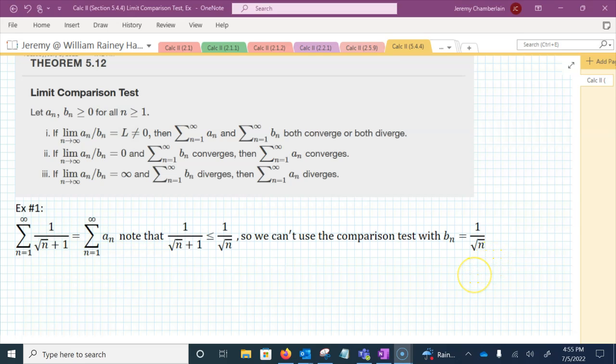And if you will, go ahead and take the limit as n goes to infinity of a sub n, which is going to be 1 over root n plus 1, divided by b sub n, which is 1 over root n. And see if you can't come up with one of these three cases and then justify that our series diverges. If you can do that, go ahead and check your answer with what we have here in a few moments. Hit pause and do the work, and then hit play when you want to compare your results.